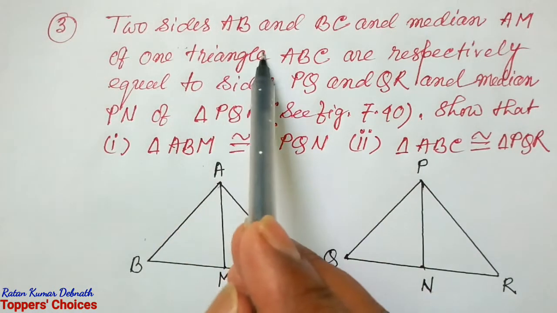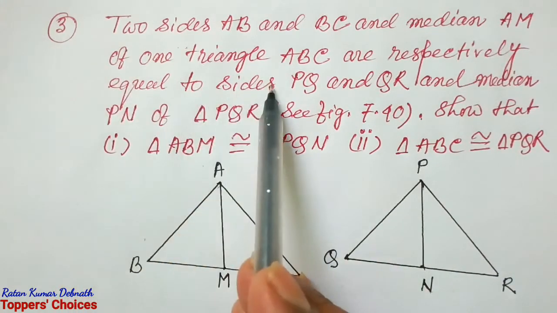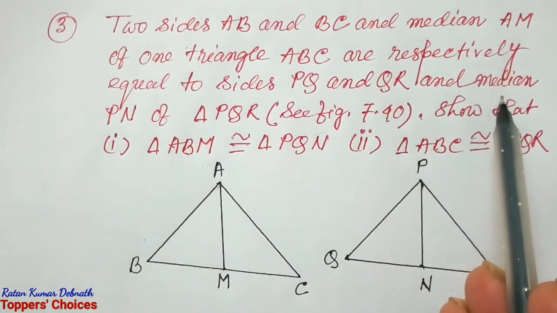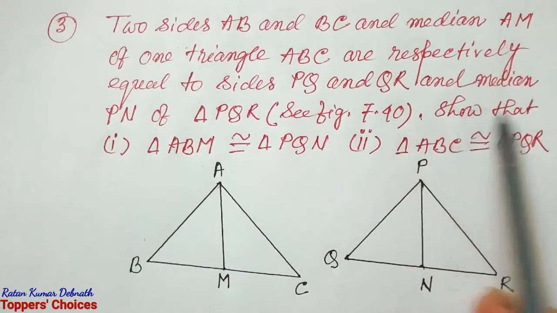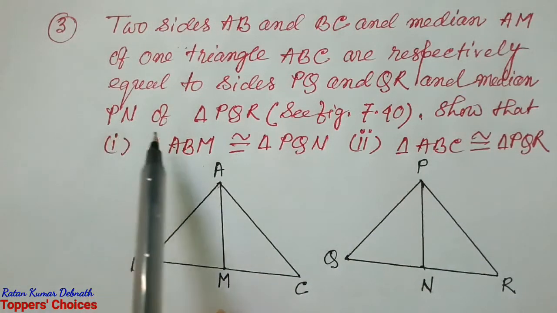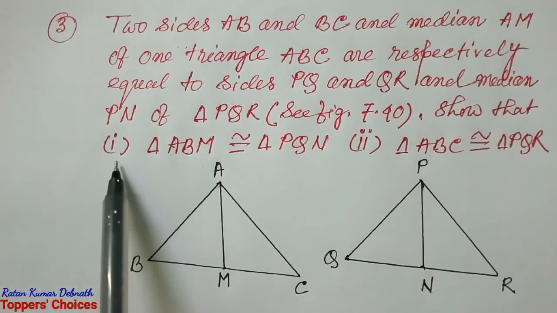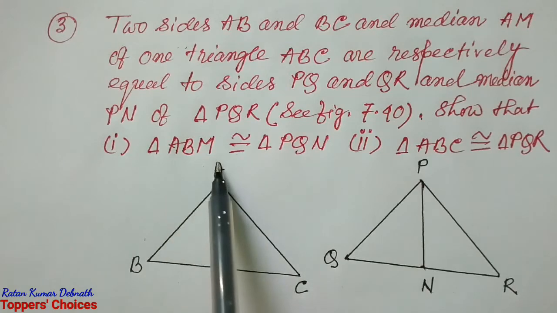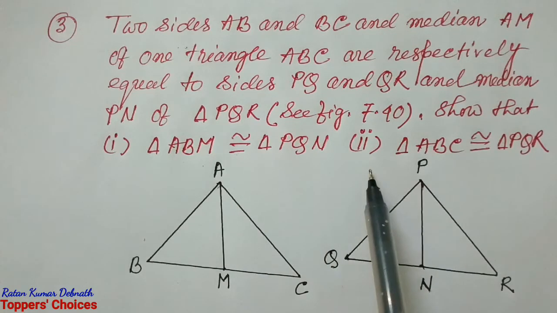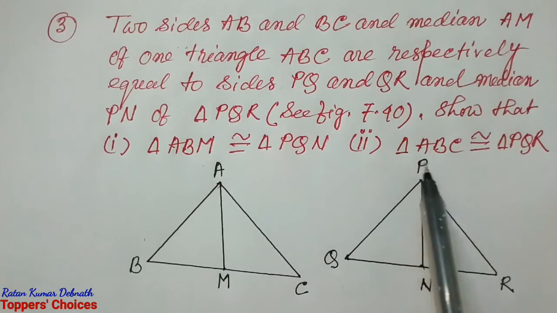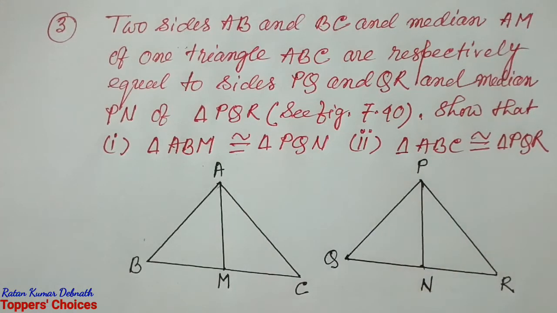Two sides AB and BC and median AM of one triangle ABC are respectively equal to sides PQ and QR and median PN of triangle PQR. Show that number 1, triangle ABM congruent to triangle PQN, and number 2, triangle ABC congruent to triangle PQR.